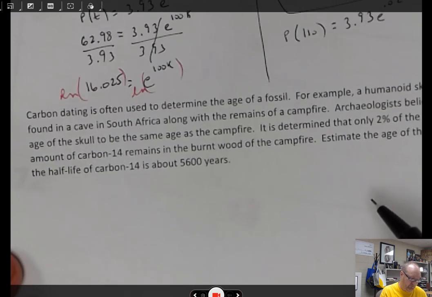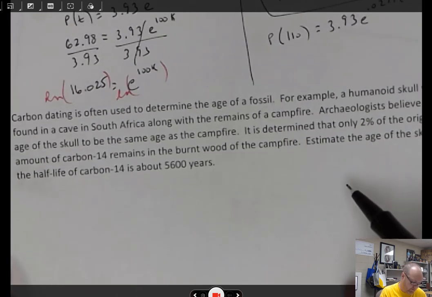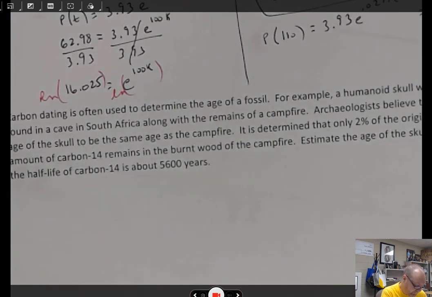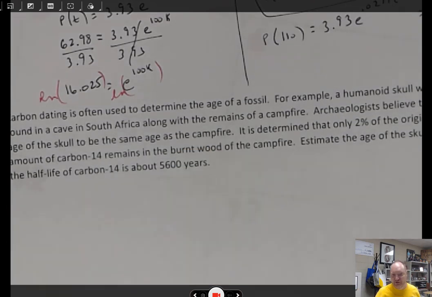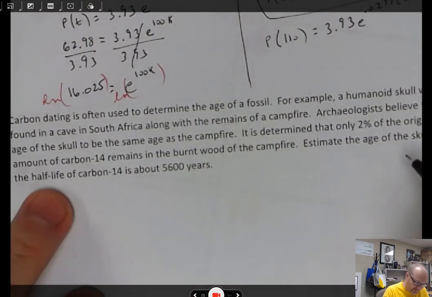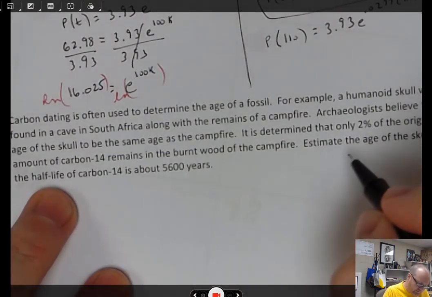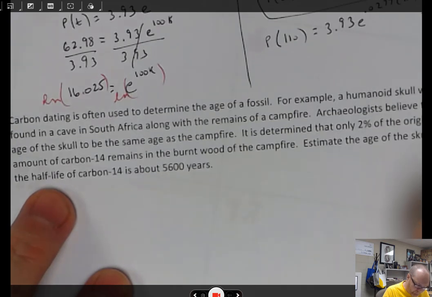The reason I mentioned that is on number 2, it uses carbon dating to determine the age of a fossil. And it says archaeologists believe the age of the skull to be the same age as the campfire. That's not totally true, is it? But if a tree grows 100 years and a person lives 70 years over thousands of years, it's insignificant. So it's determined that only 2% of the original amount remains. So you can make use of 2% of the original. It's ultimately what you're trying to find.